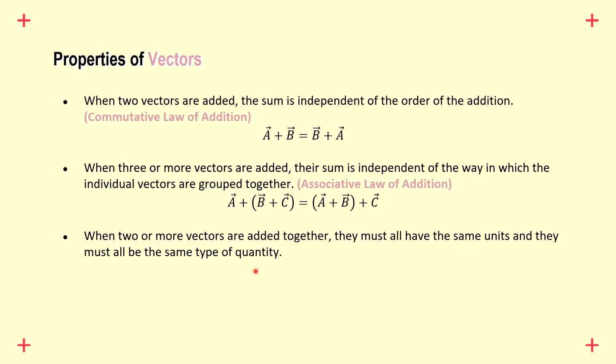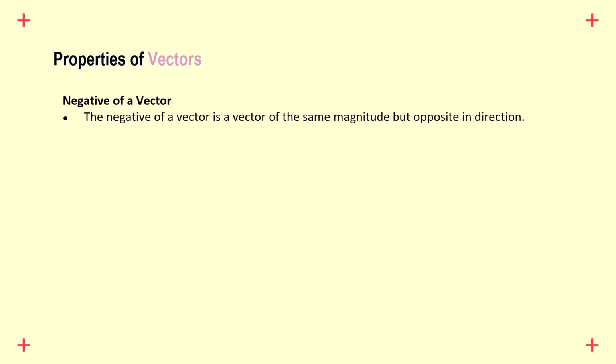The negative of a vector is the vector having the same magnitude but opposite in direction. So I have a vector A here, it points to the right. The negative of this vector is a vector of the same length but with the opposite direction. So the head of vector A is here, while the head of negative vector A is on the opposite side. Okay.